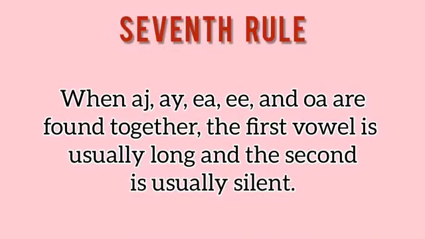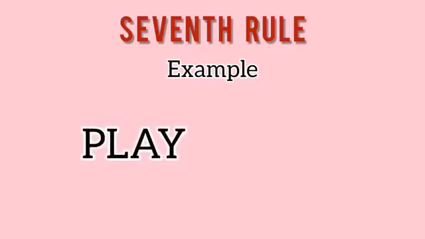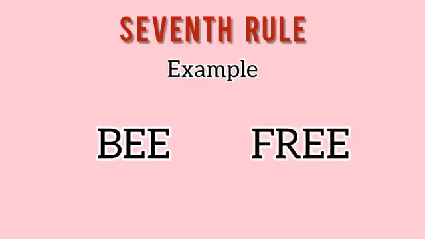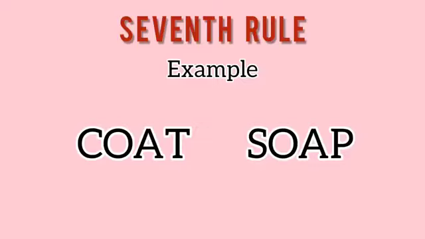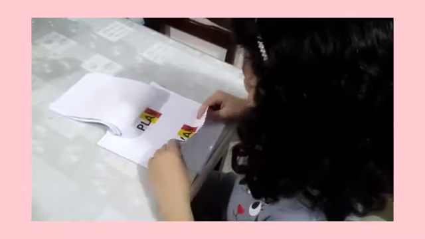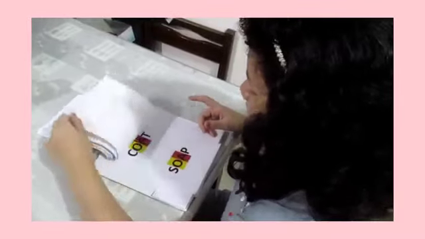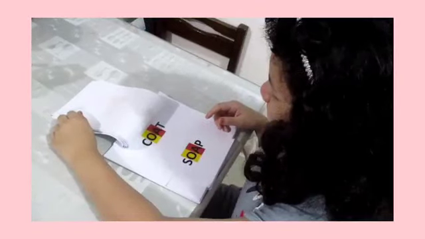The seventh rule is when AI, AY, EA, EE, and OA are found together, the first vowel is usually long and the second vowel is usually silent. Again, as we go over the 6 basic types of syllables, this rule has the double vowel syllable type. For example, the words play, weigh, knit, hear, be, free, coat, and soap. Let's try to say it. Play, weigh, knit, hear, be, free, coat, soap. As you notice in saying these words, the first vowel has a long sound and the following vowel is silent.